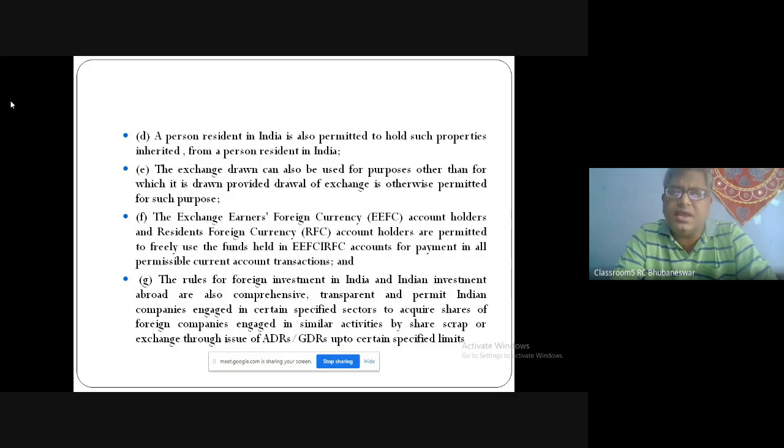It means EFC account holders can hold foreign currency, and resident foreign currency, RFC, accounts are also permitted. And there are rules regarding foreign investment through ADR, American Depositary Receipt, and GDR, Global Depositary Receipt. Foreigners or foreign residents can procure the shares of Indian companies or acquire the shares of foreign companies. This is the way through which GDR and ADR have been made more transparent to permit Indian companies.